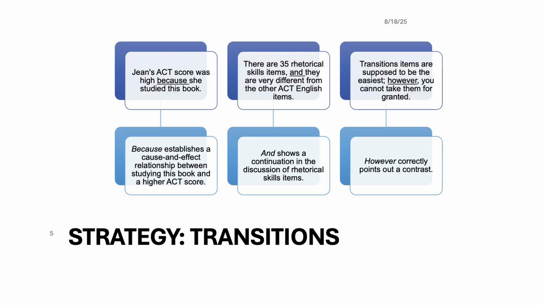There are 35 rhetorical skill items, and they are very different from the other ACT items. And shows a continuation in the discussion of the rhetorical skills and items. Transitional items are supposed to be the easiest. However, you cannot take them for granted. However correctly points out a contrast.